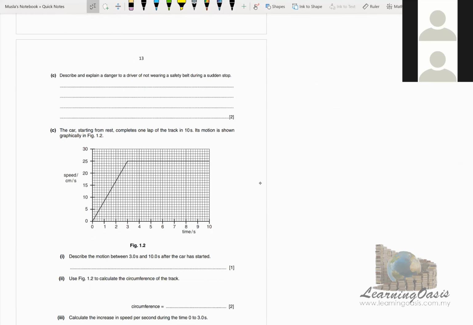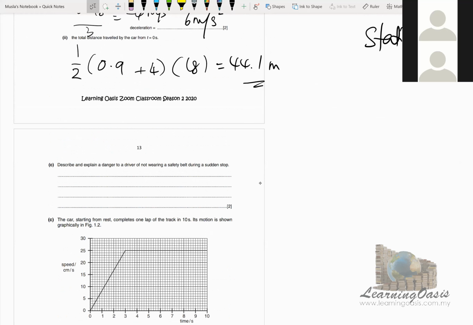Now describe and explain the danger to a driver of not wearing a safety belt during a sudden stop. When you talk about inertia, the tendency is what? This is a dashboard, this is you. The car stops, you stop. What happens to you? Your face moves forward and hits the dashboard. So why do you need to wear a safety belt? To prevent moving forward, hitting your head on the dashboard.